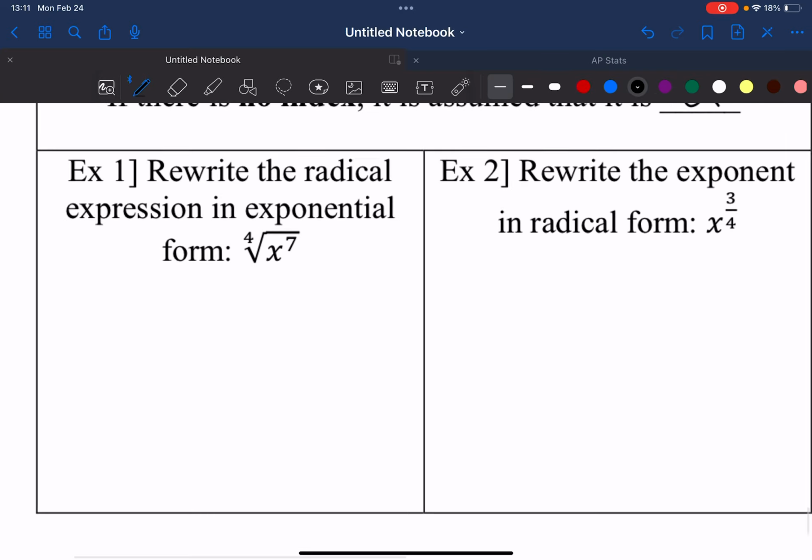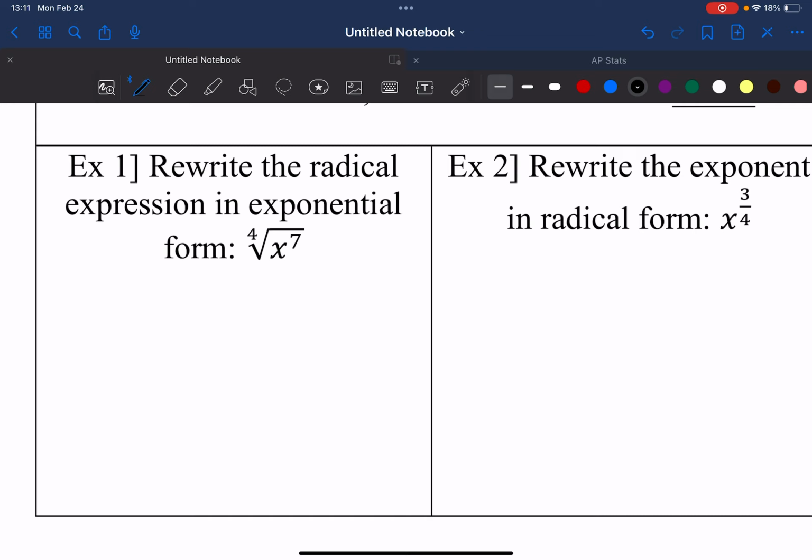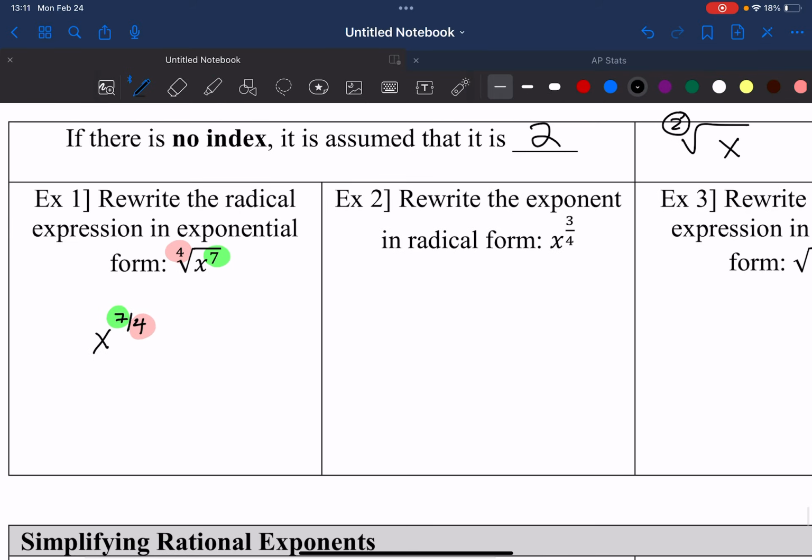Okay. It says write the radical expression in exponential form. So it wants us to change this to where it's x to the power of something. So instead of the 4th root of x to the 7th, we would take x to the 7th divided by 4. Again, this denominator is our index, and this exponent is our numerator. That's where it came from. That's our answer.